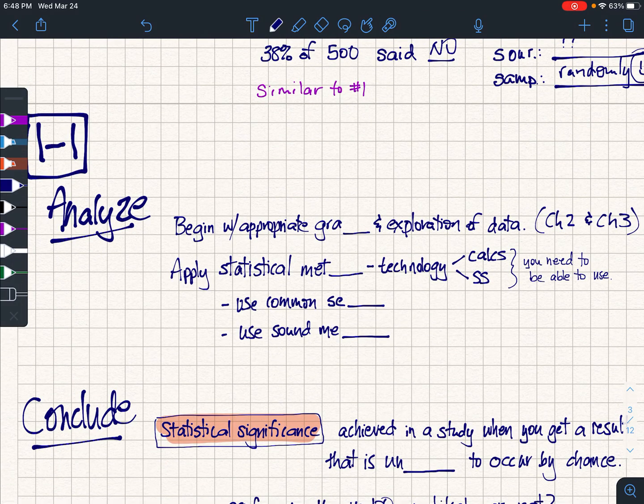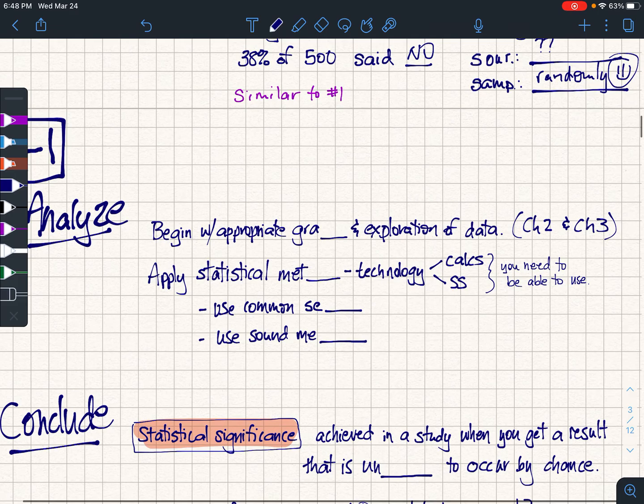Not a lot to see here. I'm just going to say that we're going to be using statistical methods. We're going to be building graphs and using methods. And kids, you really need to have some sort of device.